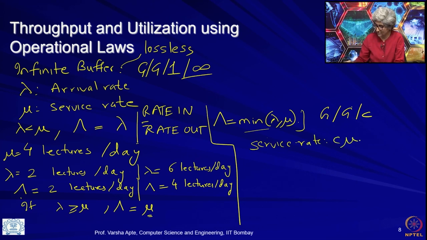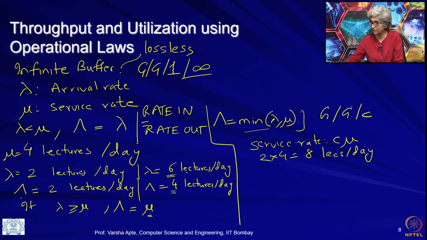Same example: if there were 2 of you, and 2 students should sit and just watch the lectures. Each one of you has the capacity to watch 4 lectures per day, so your total capacity will now be 2 times 4, that is 8 lectures per day. Now, if 6 lectures per day are coming together, he can watch 3, she can watch 3, and you can actually watch 6 lectures per day, right.